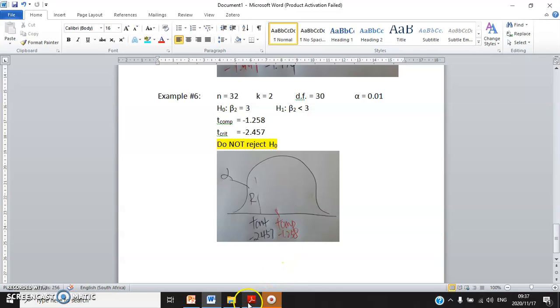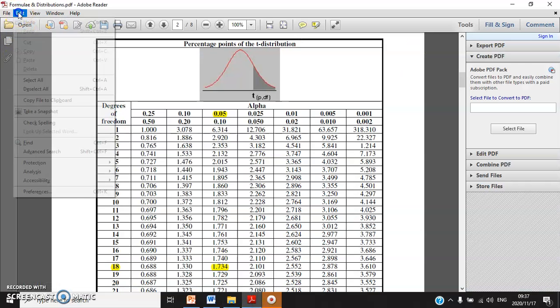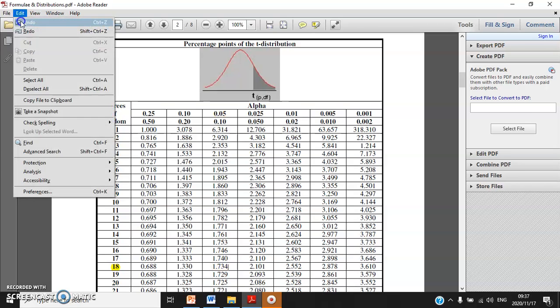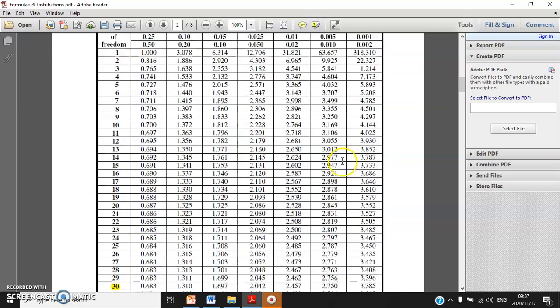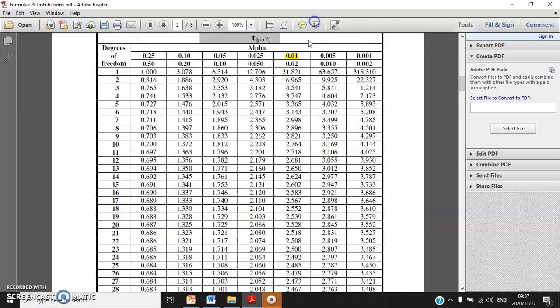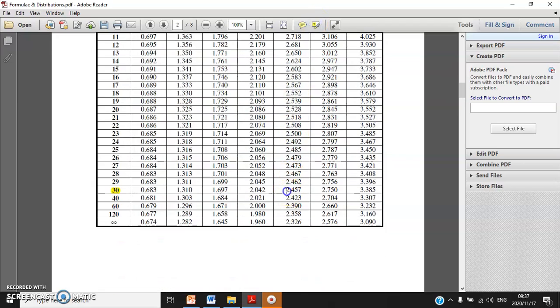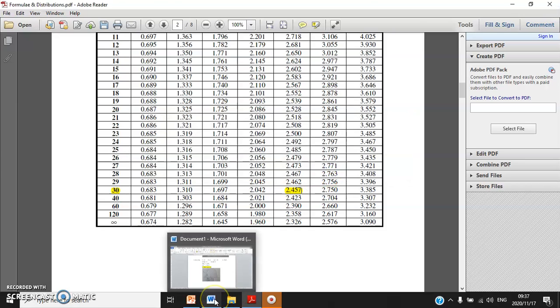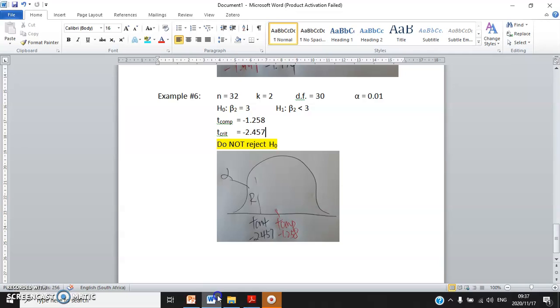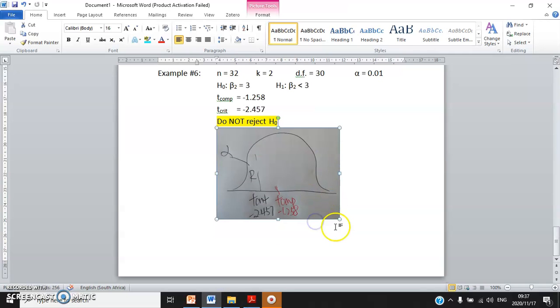Now we have to look for the critical t-stats, 30 and 1%. We have to go all the way down, 30, 1%. Then we have to look for the intersection, so 2.457. But remember, we must add the negative sign. Should change it to minus 2.457. Okay, minus 2.457, and look at the graphical sketch.